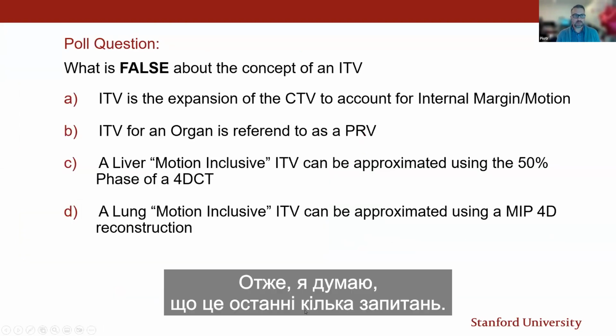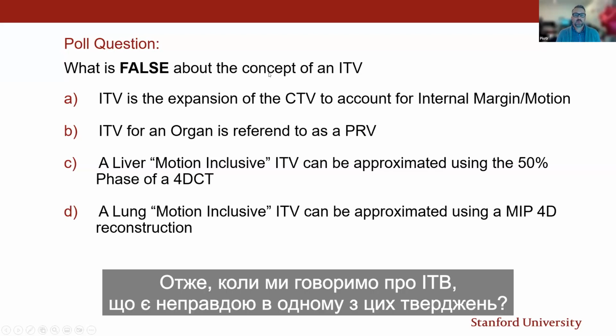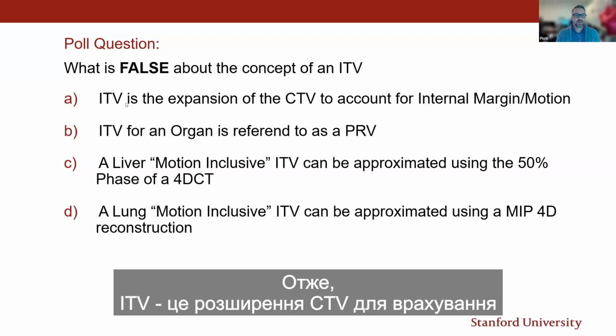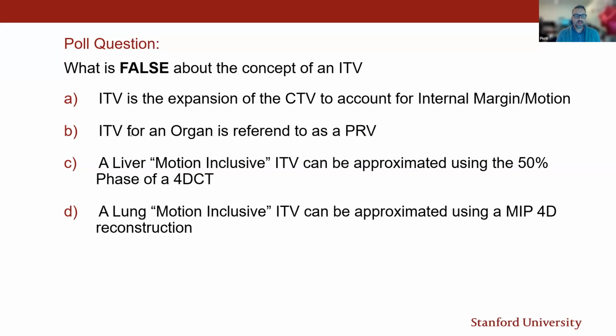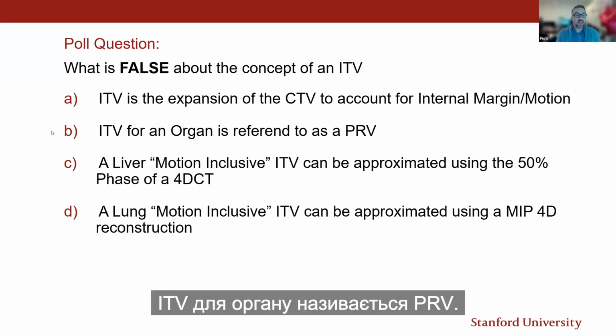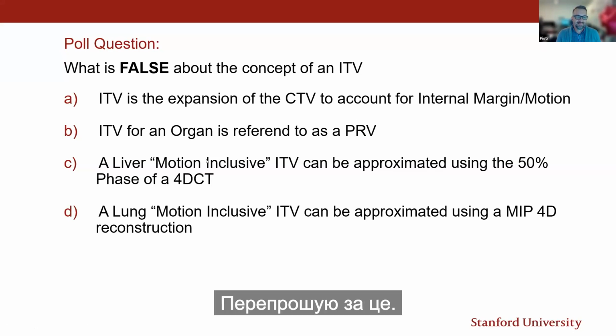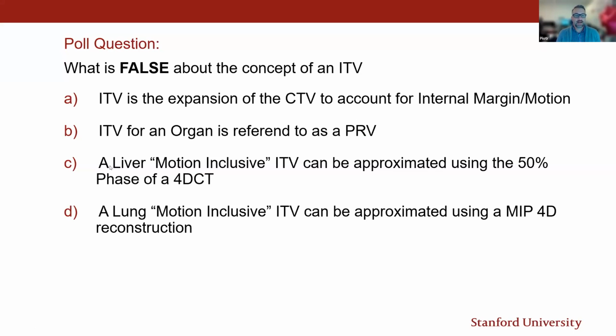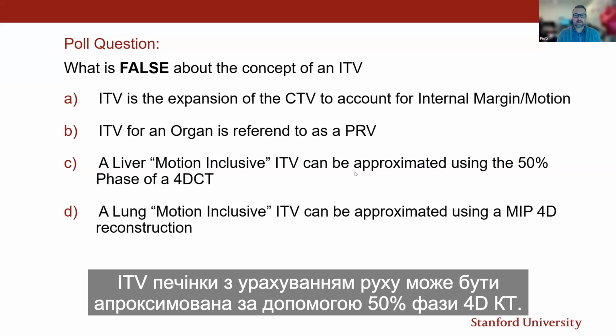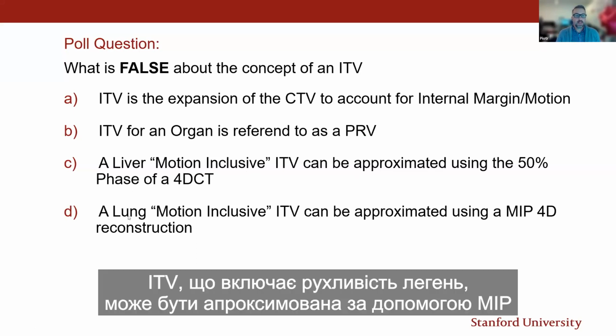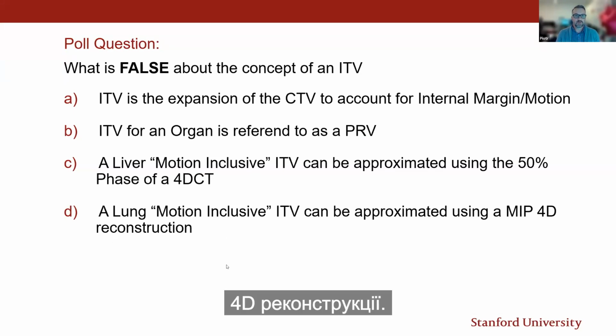So I think this is the last couple of review questions. When talking about an ITV, what is false in one of these statements? The ITV is the expansion of the CTV to account for internal margin and motion. The ITV for an organ is referred to as a PRV. Actually, I don't think I mentioned that. Sorry about that. A liver motion inclusive ITV could be approximated using the 50% phase from a 4D CT. A lung motion inclusive ITV can be approximated by using a MIP 4D reconstruction.